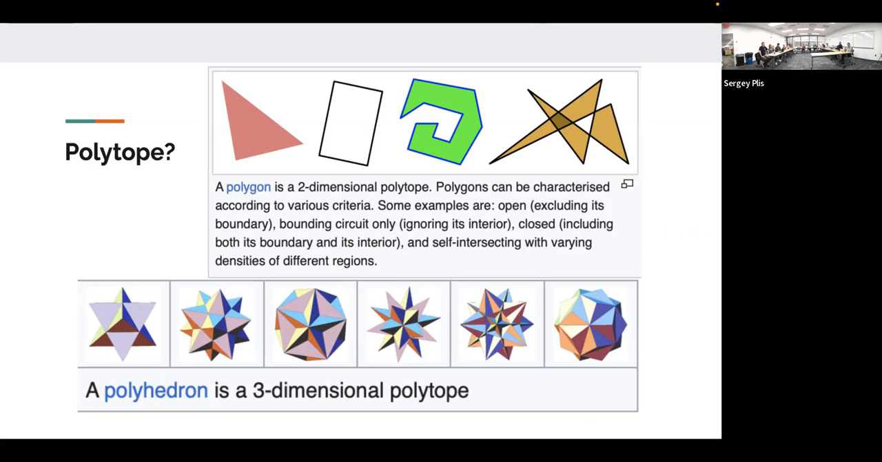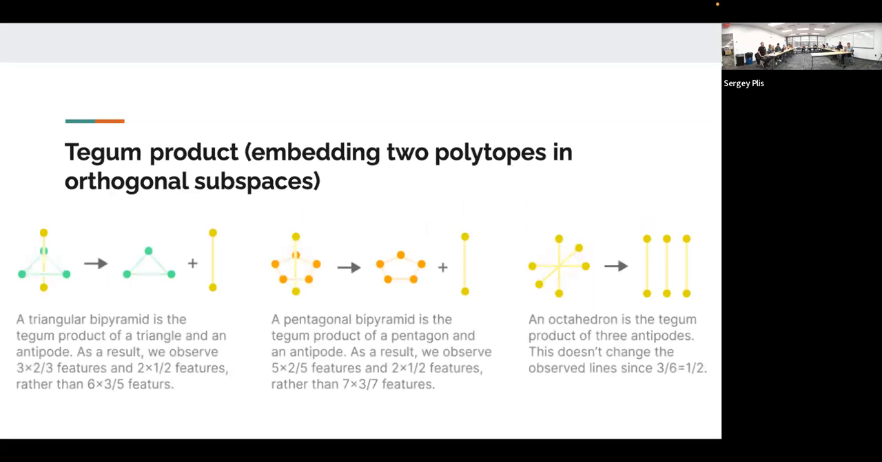which I've just shown you a 2-dimensional and a 3-dimensional polytope, and specifically related to the Tegum product, which is when you embed 2 polytopes in an orthogonal subspace. So when you have a bipyramid, which is this one, and an antipodal shape, and you add them together into orthogonal subspaces, you get a triangular bipyramid. And when you have a pentagon and an antipode, you get a pentagonal bipyramid. And when you have multiple antipodes, you get an octahedron.